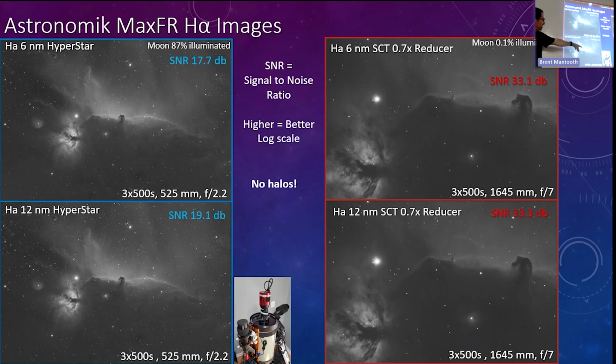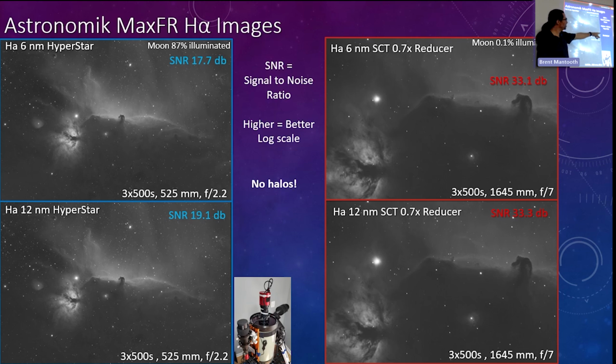So if we look at the Hyperstar configuration, here we're looking at the Horsehead and Flame nebulas with the 6 nanometer filter and the 12 nanometer filter. To just look at them, you don't see much difference. There's some statistics you can run on the images to get what is called the signal to noise ratio. That's a ratio of signal versus background. It says that the signal to noise ratio for this one is 17 decibels, and this one is 19 decibels. Higher is better. Statistically, I'm not sure that that's really different. And I'm going to do some more analysis on that in the next couple of slides.